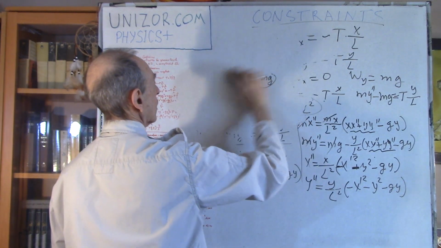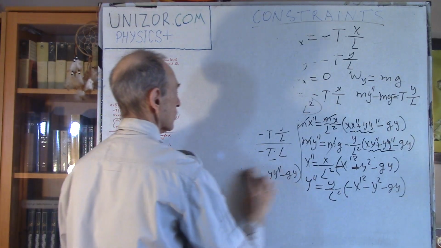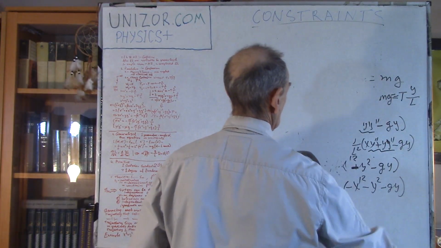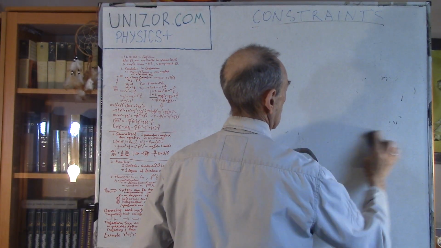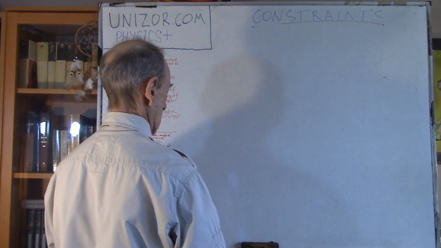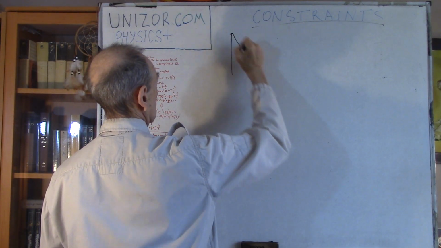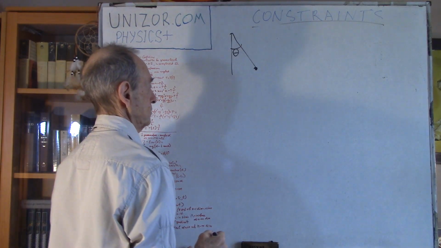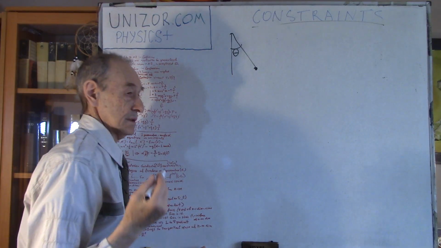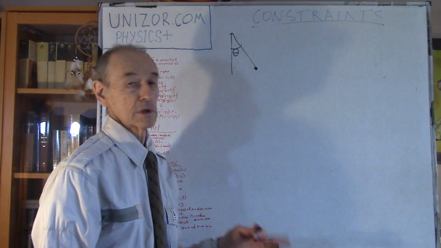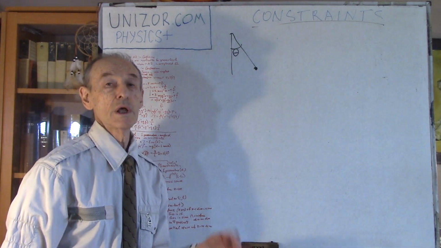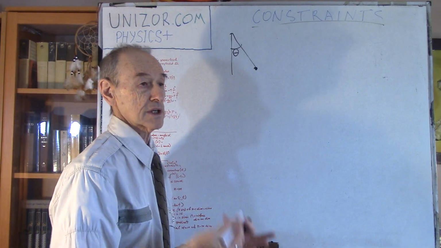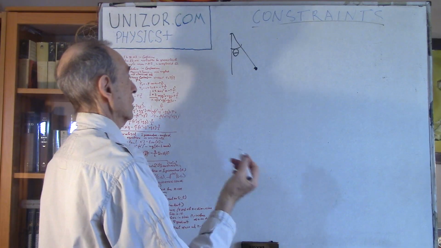Now, how did we do it before? Well, before we have introduced an angle theta, and then we want to use the Euler-Lagrange equation, which means we want to use the Lagrangian, the difference between kinetic and potential energy. How to do this? Well, very simply.